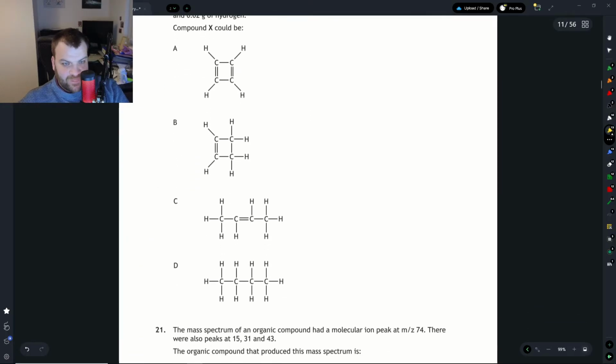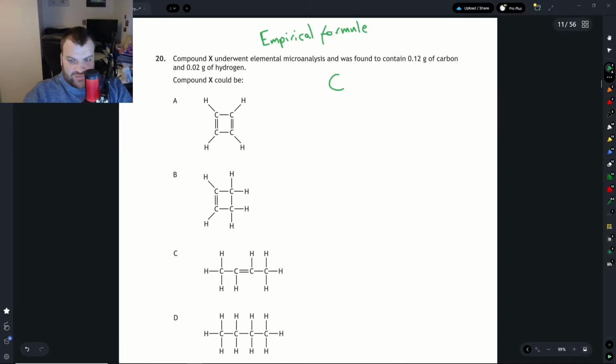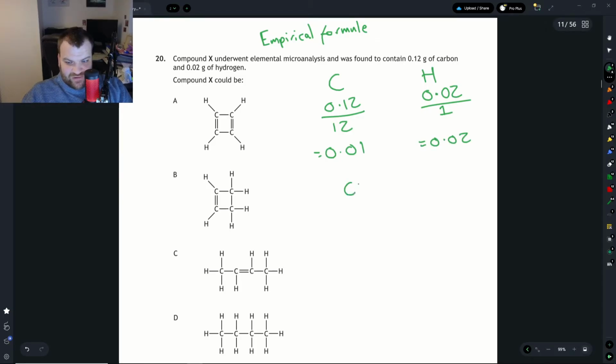Number 20. We've undergone elemental microanalysis, and we want to work out the formula of the chemical. This means we are looking for an empirical formula. For that, we want to take the 0.12 grams of carbon, divide it by 12, which will give you 0.01. Hydrogen, we have 0.02. Divide that by 1 for hydrogen, it gives you 0.02. This means we're going to have a carbon to hydrogen ratio of 1 to 2.